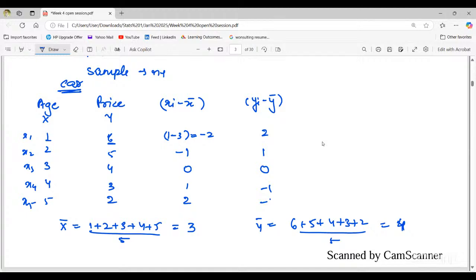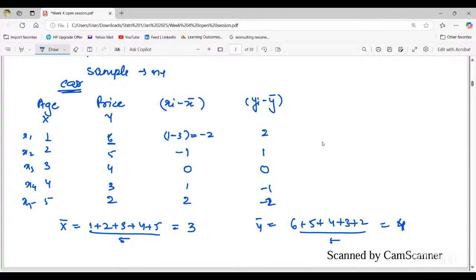Ma'am, can we also do x bar minus x1 and y bar minus y1, or do we have to do only x1 minus x bar? No, we have to do only x1 minus x bar. Okay, it's by default.